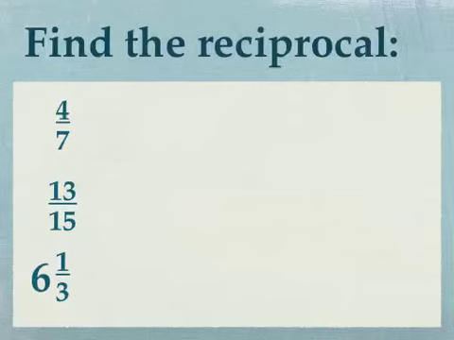Examples of finding the reciprocal. We start with 4 over 7. So my numerator is 4, my denominator is 7. When I find the reciprocal, I'm going to flip which numbers are on top and bottom, which makes 4 over 7, 7 over 4. Notice that 7 over 4 is an improper fraction, but when I'm asking you to find the reciprocal, I do not want you to change it to a mixed number. So we just would say that the reciprocal of 4 over 7 is 7 over 4.